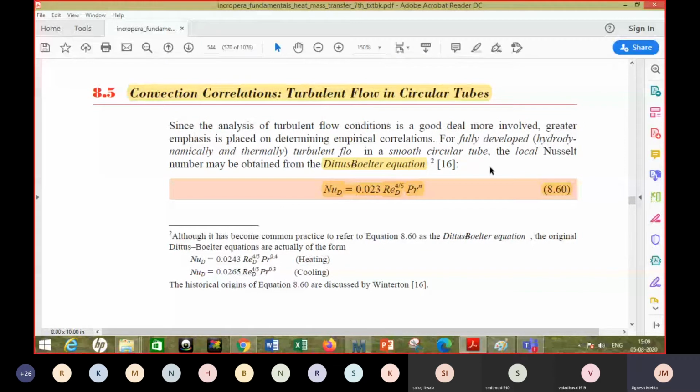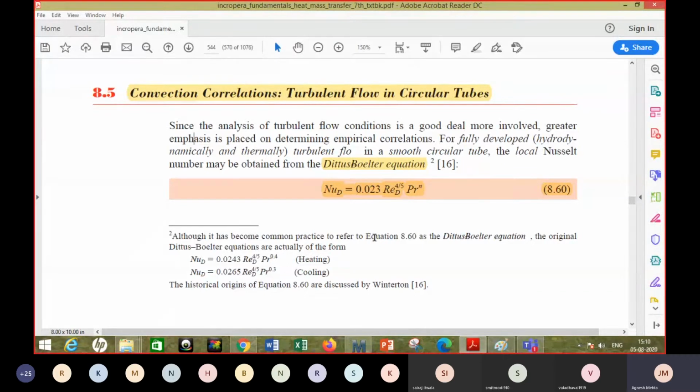So one of the very popular correlations is by Dittus-Boelter. So it's the Dittus-Boelter correlation or equation, and it is expressed as Nu_D is equal to 0.023 Reynolds number to the 4/5, Prandtl number to the n. Now, what is this n? n is 0.4 for heating and 0.3 for cooling. It means that if the fluid is being heated, then you would use n equal to 0.4, right? It means that if the surface temperature is higher than the fluid temperature, then the fluid is being heated, so n would be taken as 0.4.